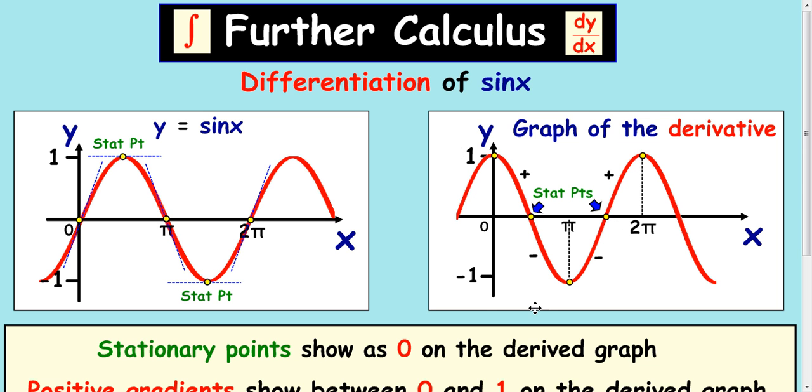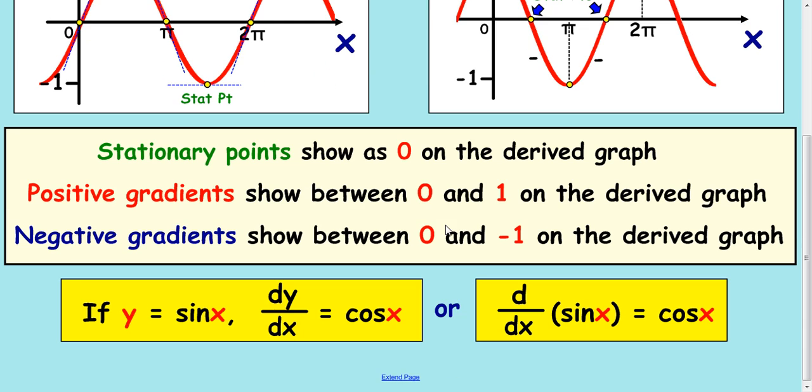So in the graph of the derivative, really we've created a new wave. But if you look at this closely, you can see it's just a cosine wave. This here is 90 degrees, if you like. That's 180, 270 and then 360. So what we can see is that if we have y is equal to sine x, then dy by dx is equal to cos x.